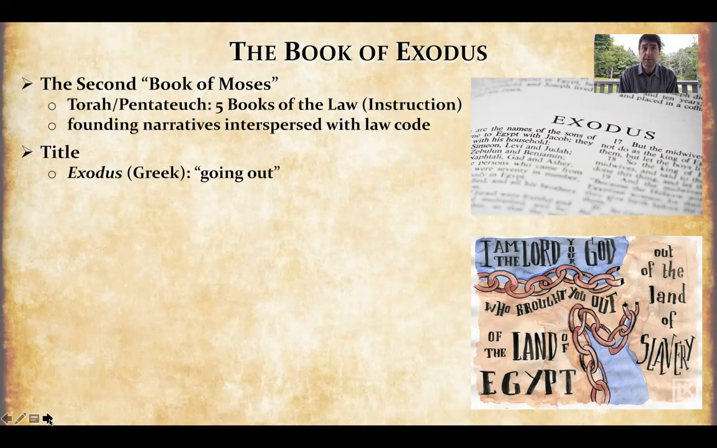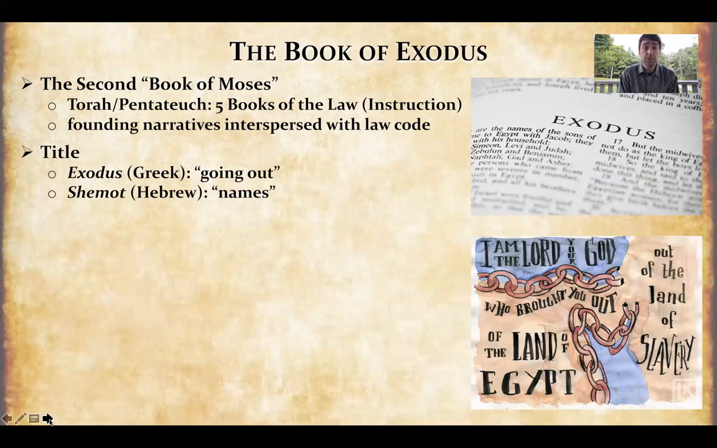Now, the title Exodus comes from the Greek, which just means going out. You might even think of it as an escape, a departure. That word comes from the Greek. You could tell it means out because the prefix ex means out of, and it's a story of departure from slavery, departure from Egypt.